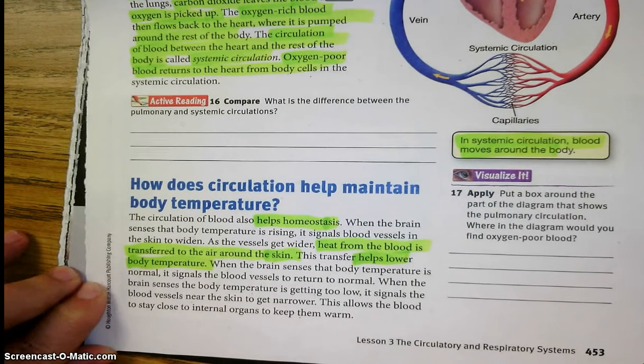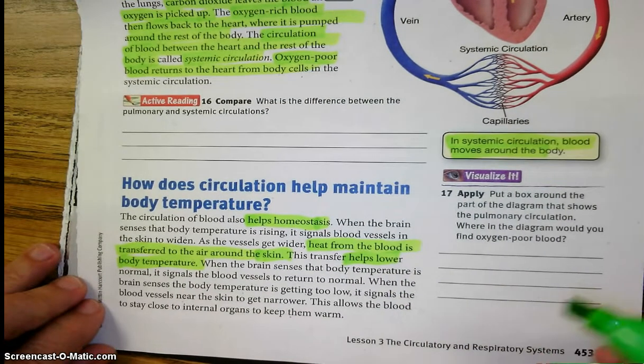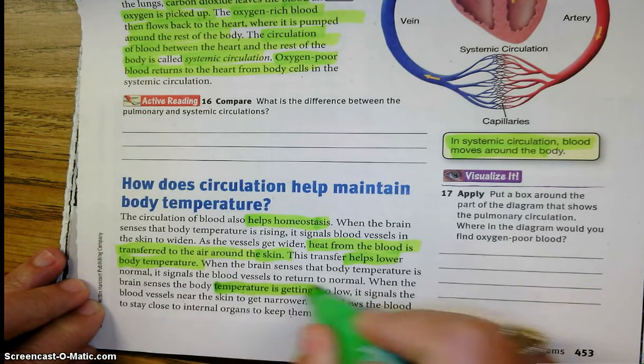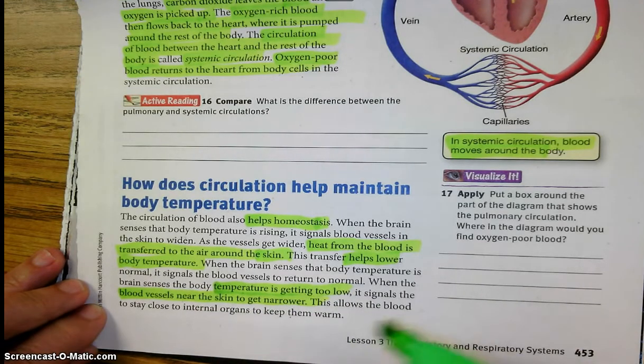If your brain senses that the body temperature is normal, then it tells the blood vessels to return to normal. When it senses your temperature is getting too low, it signals blood vessels near the skin to get narrower, which allows you to hold on to the heat and allows the blood to stay close to the internal organs to keep you warm.